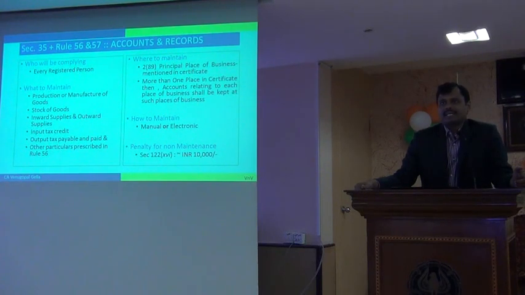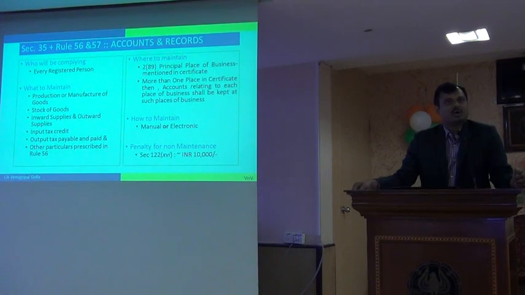Where do we have to maintain? We have to maintain the books of accounts in the principal place of business. Whatever you have registered as the principal place of business in your registration certificate, that place needs to have the books of accounts. And if you have multiple places of business, at each and every registered place of business, you shall have books of accounts maintained relevant to that particular place.